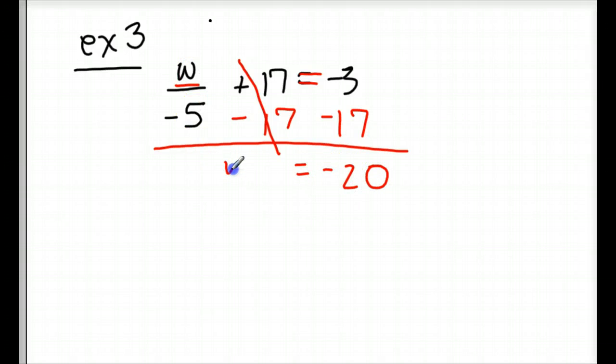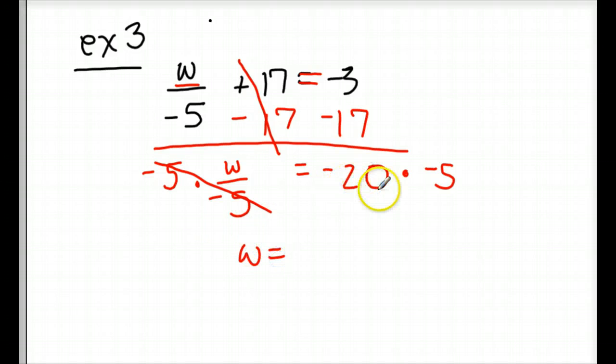And what do we have left over here? We just have w over negative 5. Well, now we have another one-step equation. To undo division, we want to multiply both sides by negative 5. So remember, just make that big giant 1. W equals negative 20 times negative 5, which is going to give us a positive 100 because negative times a negative is a positive. So in this case, W equals 100.